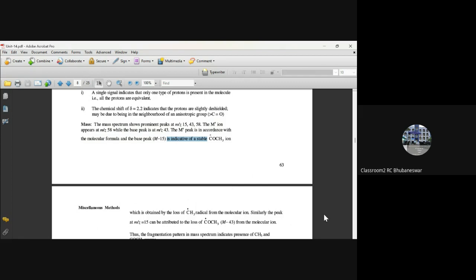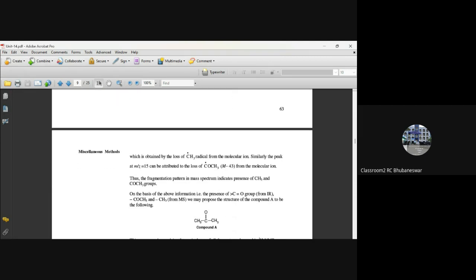Because of the peak at 15, you have to do the fragmentation like the way I was showing you in the mass spectrum. Don't concentrate only on the base peak and molecular ion peak; you must do the fragmentation steps. After doing the fragmentation steps, calculate the m by z values and write them on the side. Somewhere you will get the m by z value as 15, or whatever you require for your molecular species calculation.